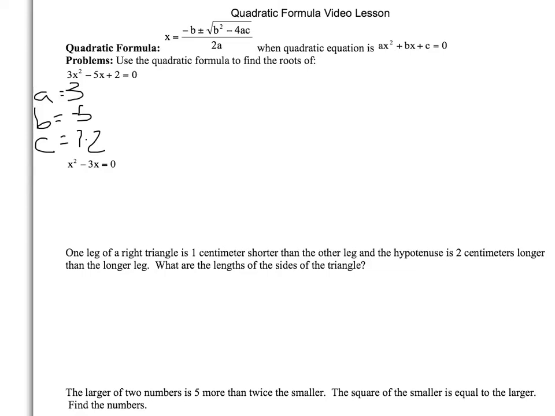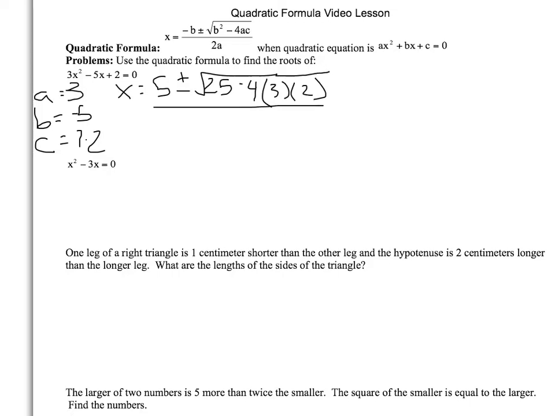Now what I'm going to do is plug into the formula. So it's going to be x equals negative b, so 5, plus or minus the square root of b squared, which is 5 squared, 25, minus 4, a is 3, and c is 2. It's all under the radical. All over 2 times 3.